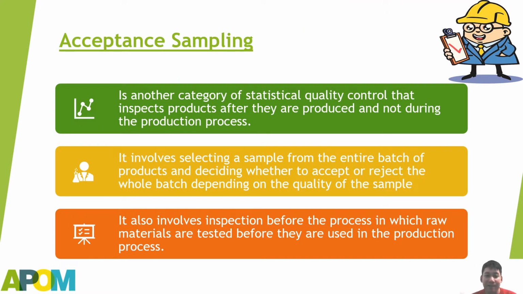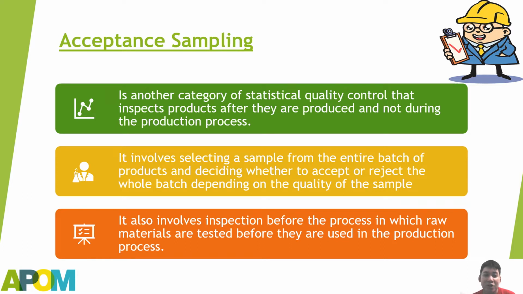Acceptance sampling is another category of statistical quality control that inspects products after they are produced and not during the production process. It involves selecting a sample from the entire batch of products and deciding whether to accept or reject the whole batch depending on the quality of the sample. It also involves inspection before the process, in which raw materials are tested before they are used in the production process. So acceptance sampling is used when an organization has a large product line and it is not possible for the inspector to check every item from the batch.